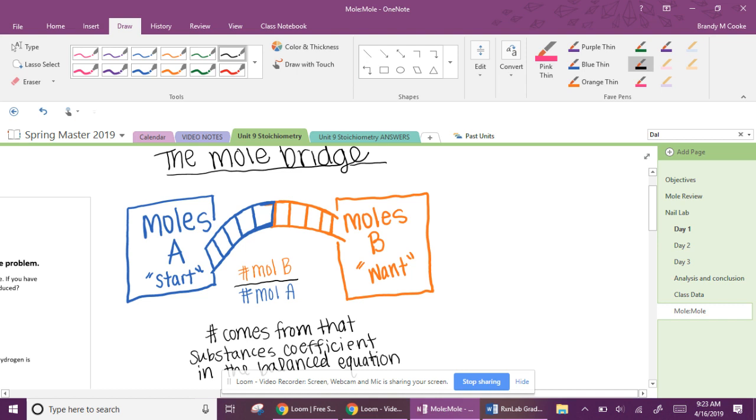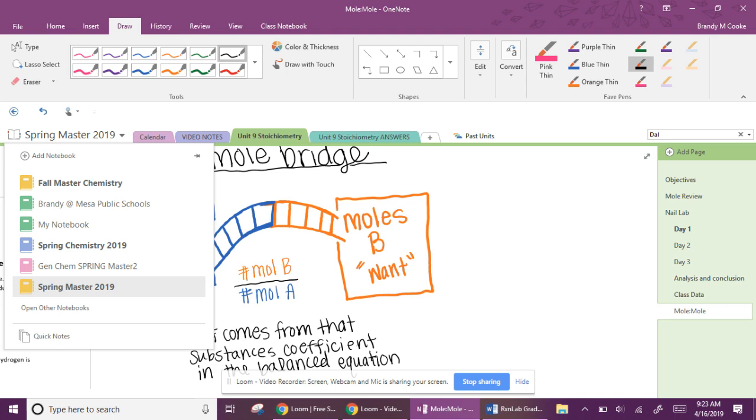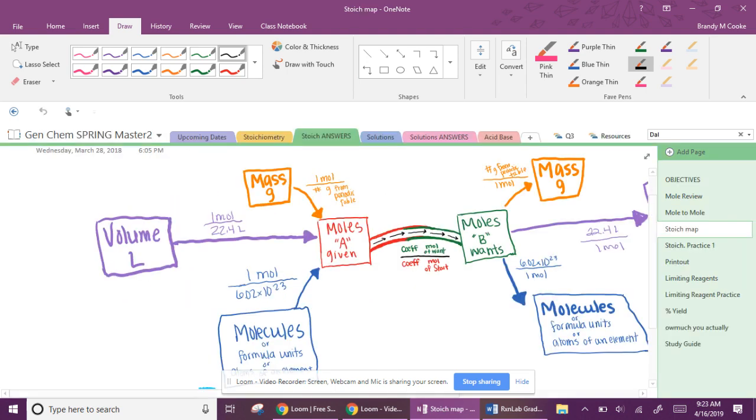So we can't go from grams of A to grams of B. That's not the mole bridge. That would be the gram bridge, and there's no such thing. There is a mole bridge, which allows us to go from moles of A to moles of B. And so if we add this to our old map, it looks a little something like this.